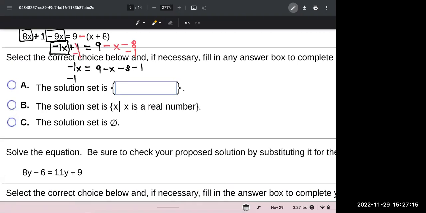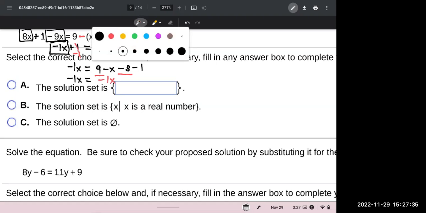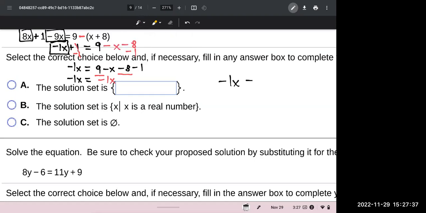So we have negative 1x equals, I'm going to combine like terms. So we have 9 minus 8, so that's 1, minus 1, that will be 0. So you have negative 1x equals negative 1x. Let's talk about it. You have negative 1x equals negative 1x. So this is always true. You have an identity.